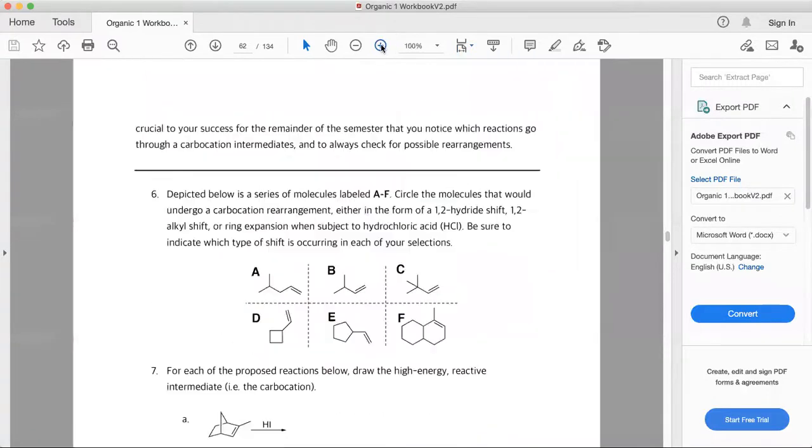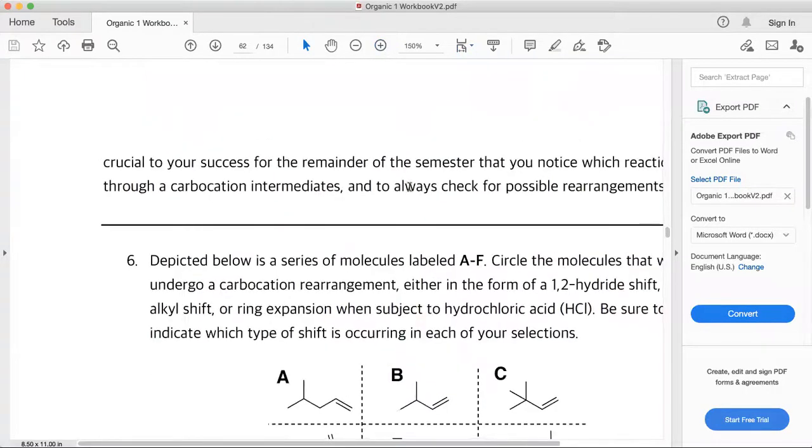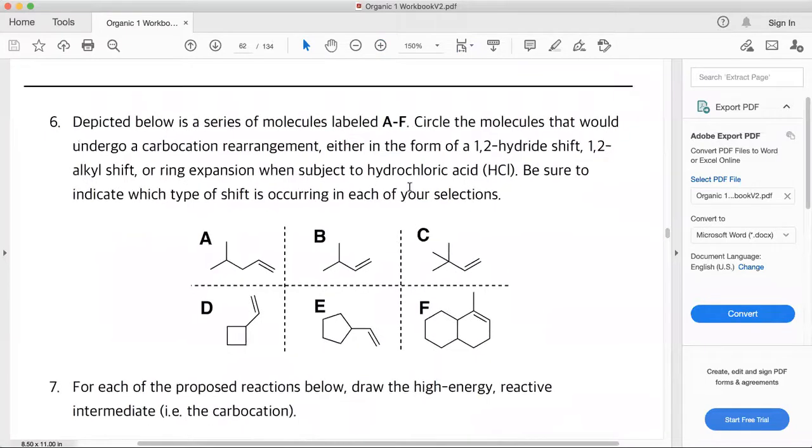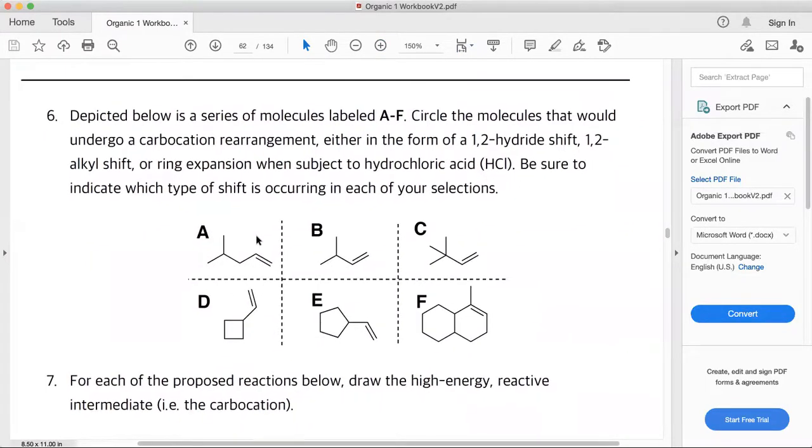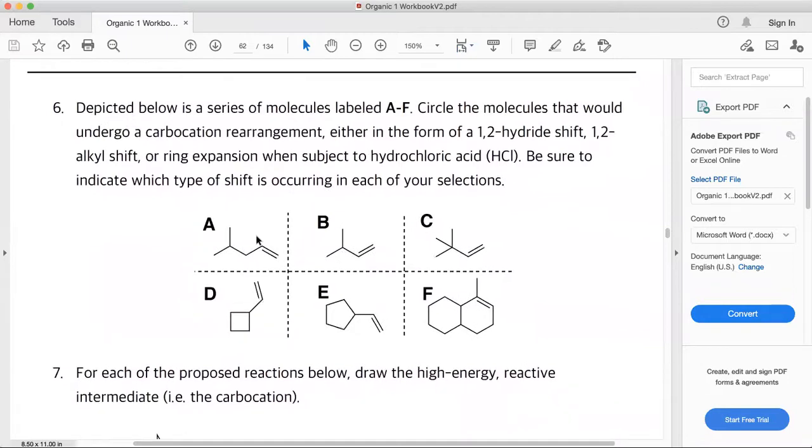So we're looking at number 6. Okay, so this is a great question. And I've seen this before. Wink, wink. So I think this is actually a really good example of what you guys could see on a COVID semester orgo exam, picking the ones that would undergo rearrangements out of a select list. So I think this is a good question to know.